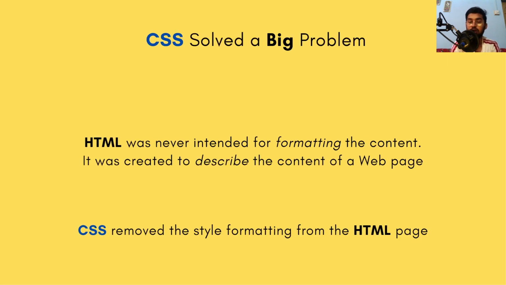Alright, CSS solved a big problem for web developers because HTML was never intended for the formatting of content. It was basically created to describe the content of the web page. So when the font tag and the color tag were introduced into HTML, it was a nightmare for web developers, because when they had a big project, a website that contained multiple web pages, they had to define the font and the color in every single web page. They had to do a lot of work and it was costly. So to solve that problem, CSS was introduced, and it removed the style formatting from the HTML pages.